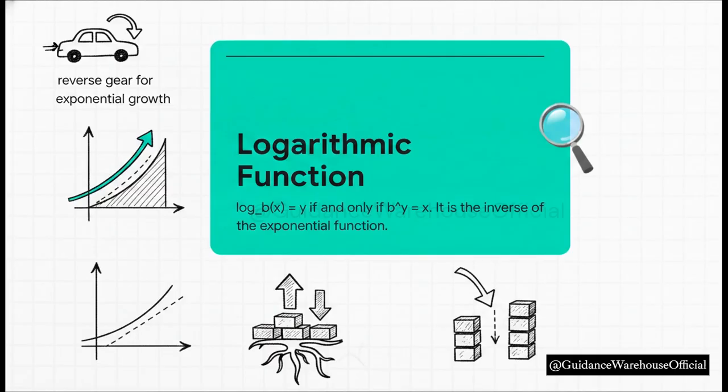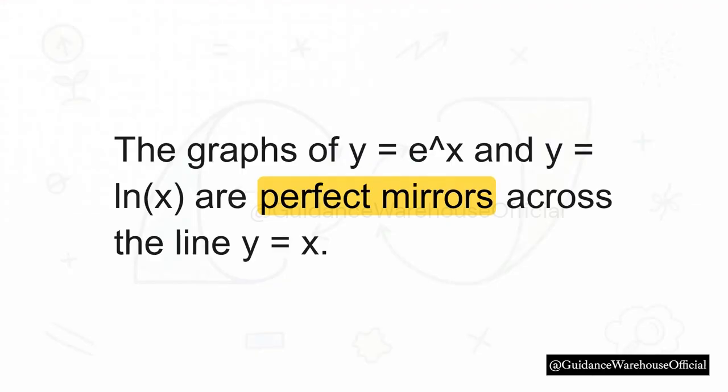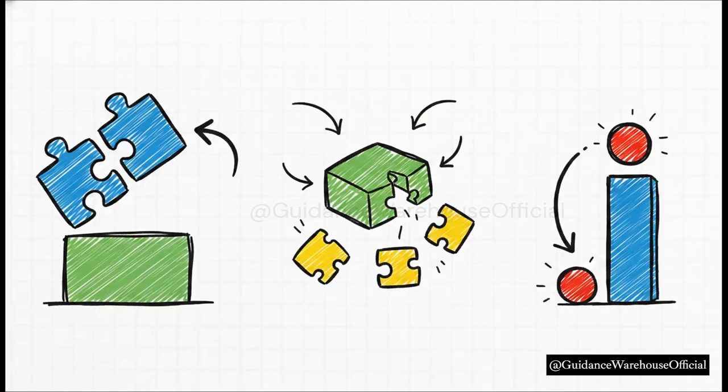They are symmetric inverses. Visually, this inverse relationship is really striking. When you graph the natural exponential function y equals e to the x and the natural logarithm function y equals the natural log of x, they mirror each other perfectly across the diagonal line y equals x. They are literal reflections of one another. And just like exponents, logarithms have some core properties that do a lot of heavy lifting for us.